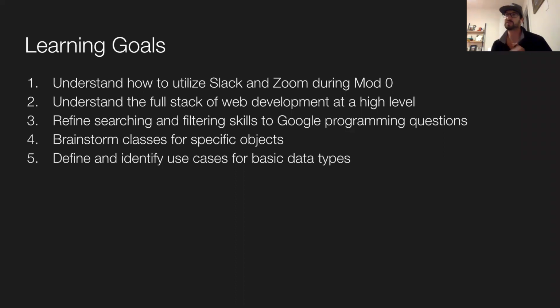Awesome. Jacob Q, can you read our third learning goal, please? Refine searching and filtering skills to Google programming questions. Cool. Kendall, can you read our fourth learning goal, please? Brainstorm classes for specific objects. Sweet. And finally, our fifth learning goal, Gunnar. Yeah, it's define and identify use cases for basic data types. Sweet. So each lesson, we're going to ground ourselves in the learning goals, and this is what we're going to come back to as we work through each lesson.